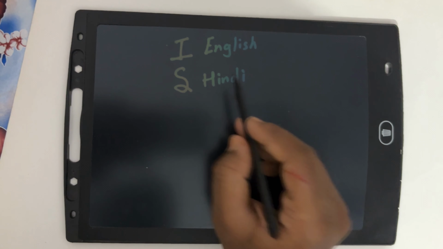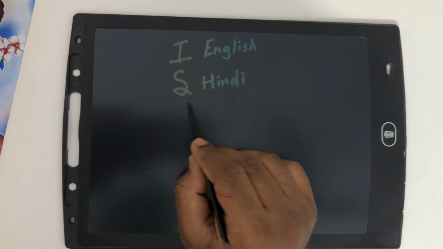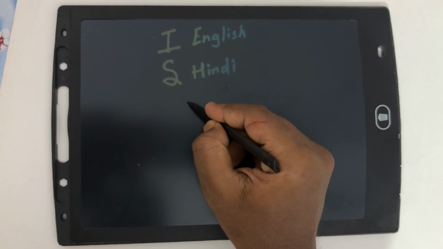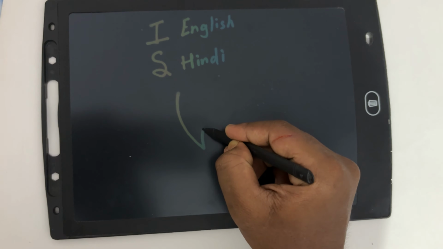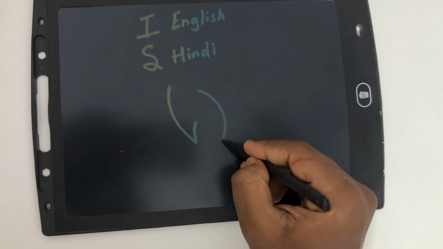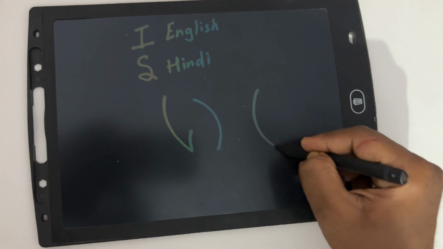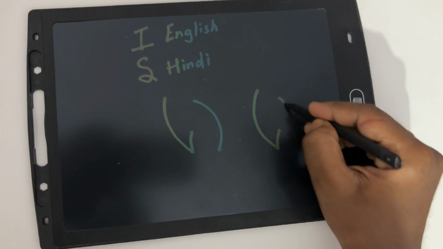Second word is I. In Hindi, E. In Japanese, what is it?